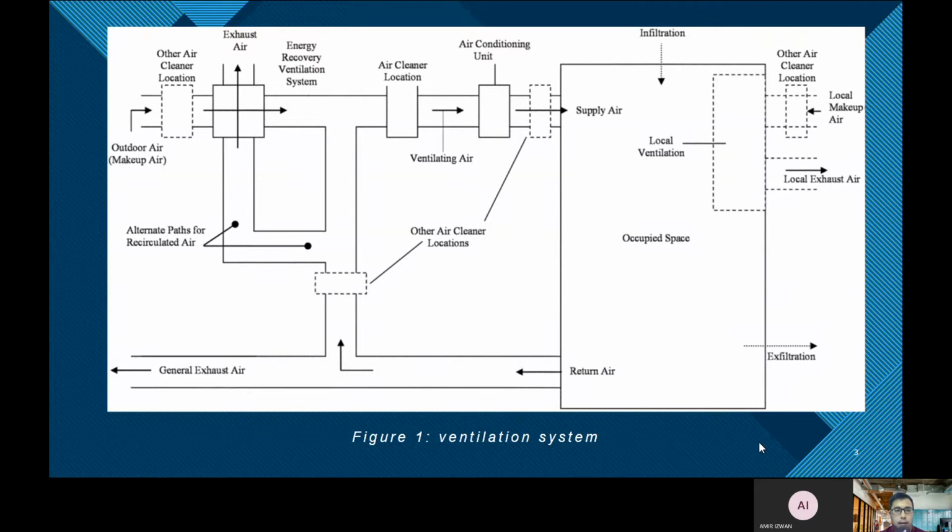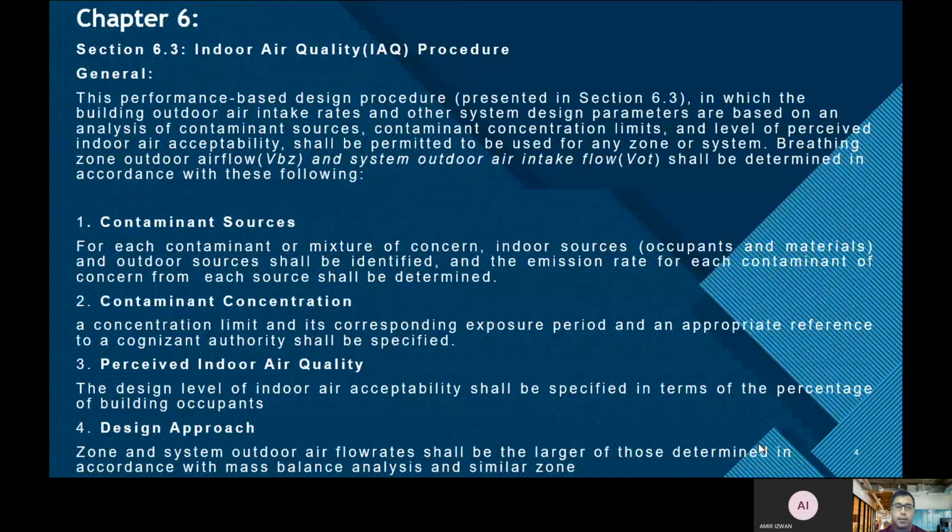I will focus on chapter 6, section 6.3, which is the indoor air quality procedure. Generally, this performance-based design procedure presented in section 6.3, in which the building outdoor air intake rates and other system design parameters are based on an analysis of contaminant sources, contaminant concentration limits, and level of perceived indoor air acceptability, shall be permitted to be used for any zone or system. Breathing zone outdoor airflow and system outdoor air intake flow shall be determined in accordance with the following.